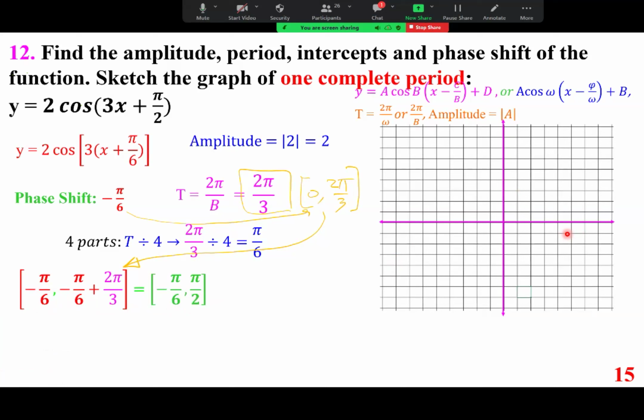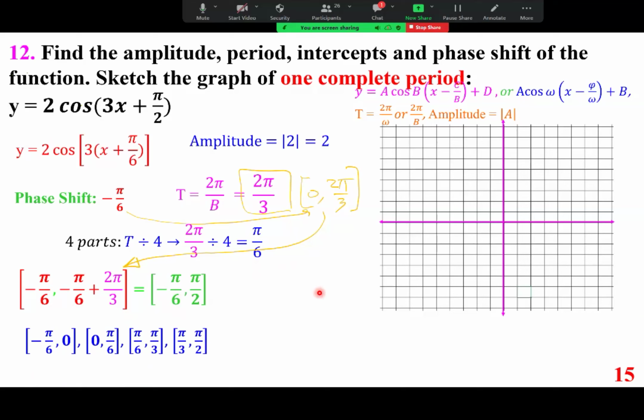We are going to cut this into four equal parts. That means each part we add pi over 6. The very first one is minus pi over 6. If you add pi over 6, it becomes 0. So minus pi over 6, the next one is 0. The next one is pi over 6. Then add pi over 6 becomes pi over 3. Add pi over 6 becomes pi over 2.